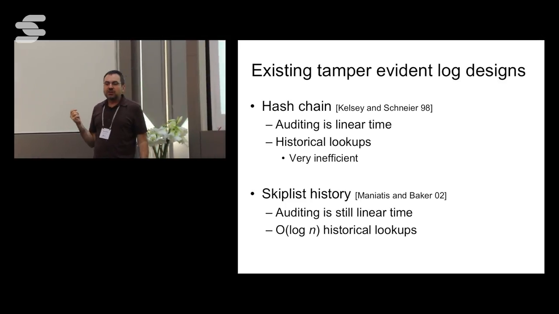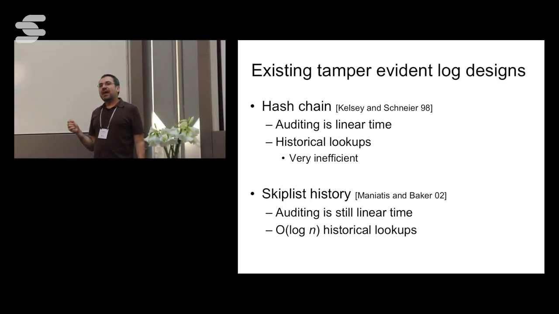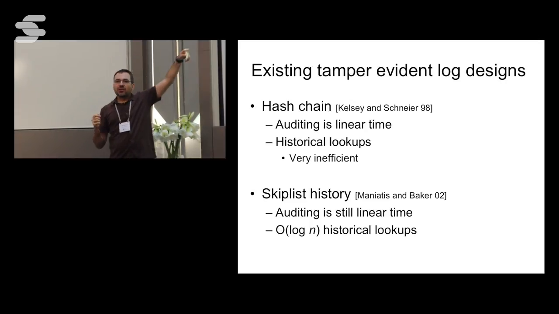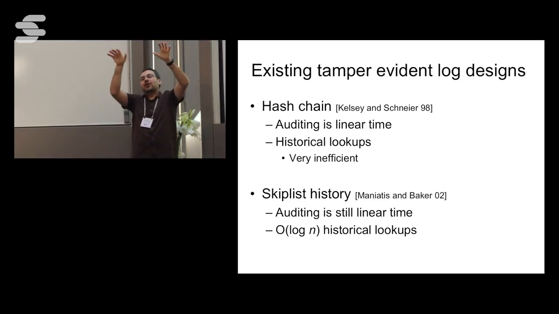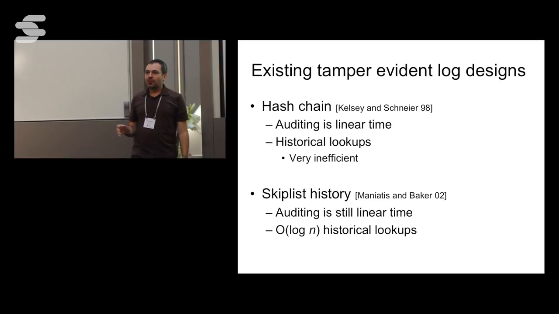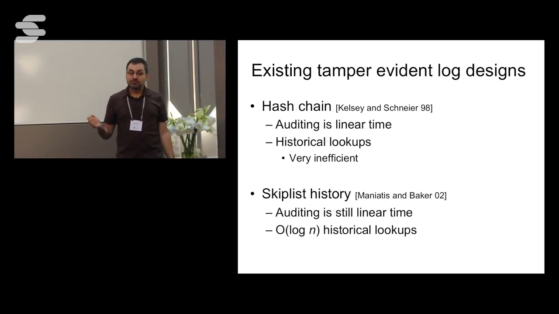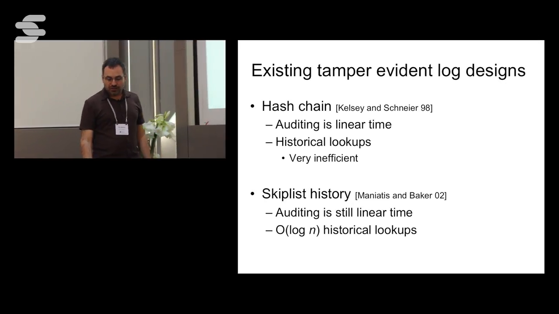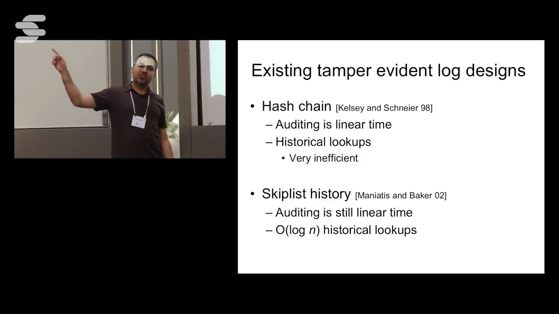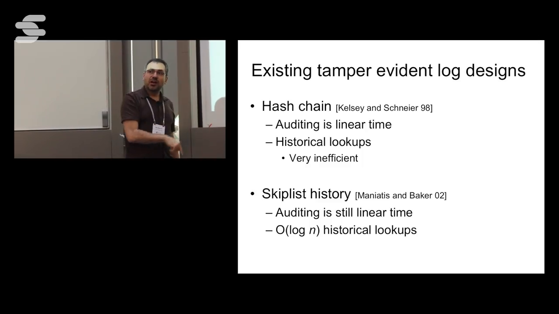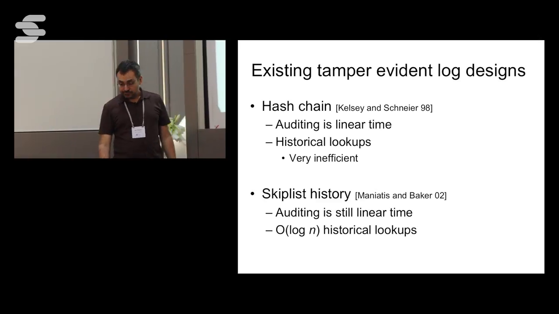Auditing is still linear, because you can't just take the big skips. You have to also verify every other pointer in the middle. Otherwise, there could be an inconsistency. And we don't want inconsistencies. So skip lists make it fast to find your way into the history, but they don't speed up auditing.